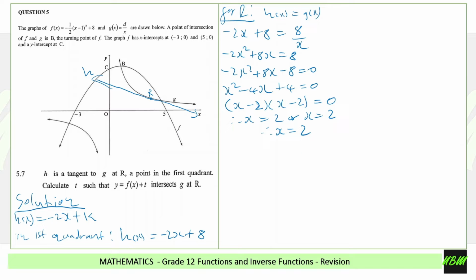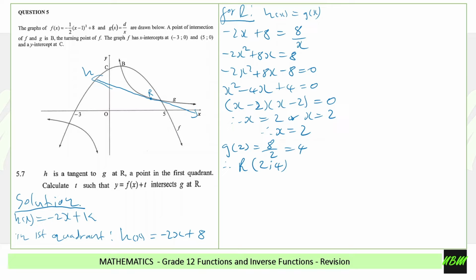Now, how do we find the corresponding y value? We can use the graph of g, and we want the value of y for g where x is equal to 2. Therefore, g of 2 will be equal to 8 over 2, which is equal to 4. Therefore, the coordinates of R will be (2, 4). We actually need only the x value of R, but it's fine. So now we go to the question.